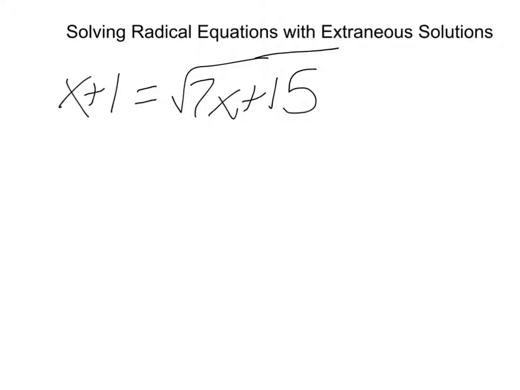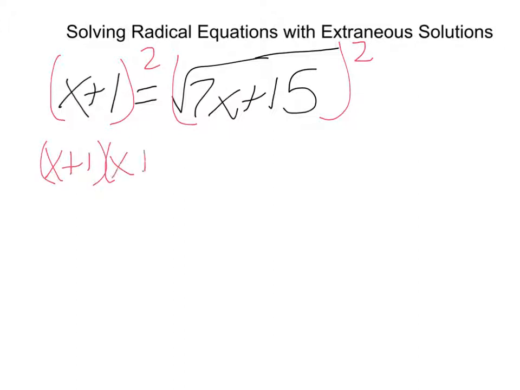The first thing we're going to do here is take both sides and square. We want to get rid of that square root, so you must square both sides. And this is where the extraneous solutions are going to come into play, when you have to square or square root both sides. On the left side, we'll have x plus 1 times itself, because x plus 1, the quantity squared, is equal to the right side, which is now just 7x plus 15.